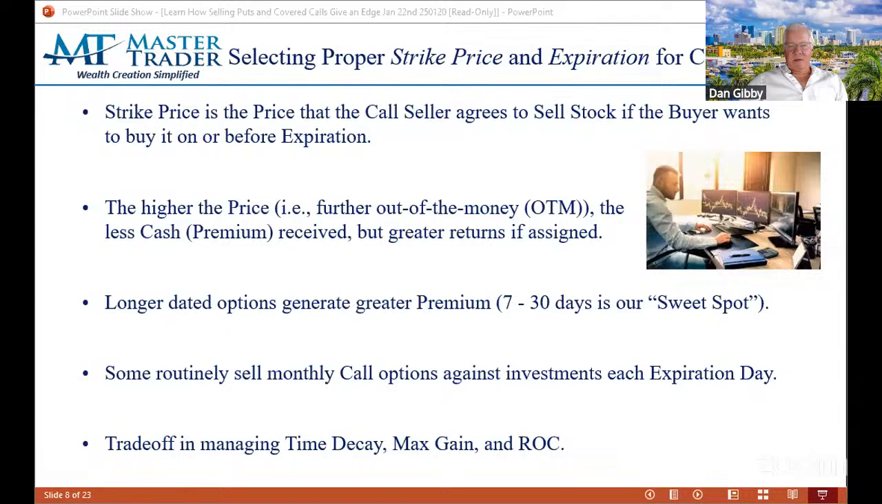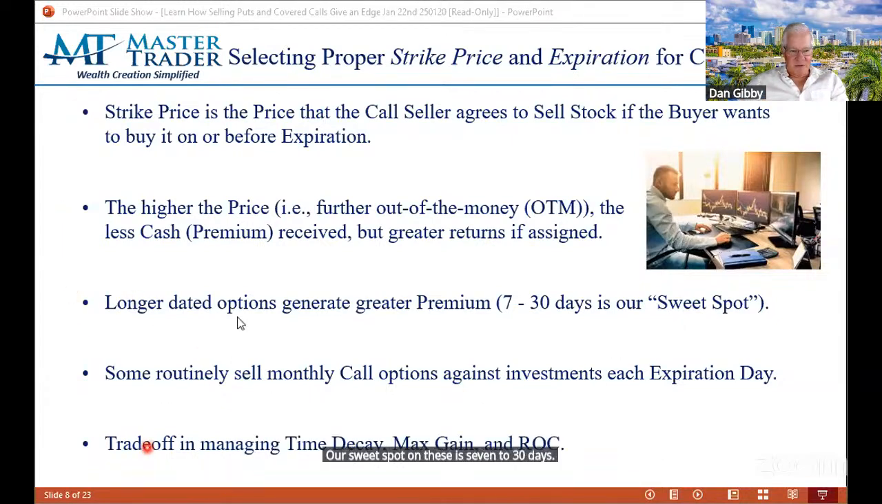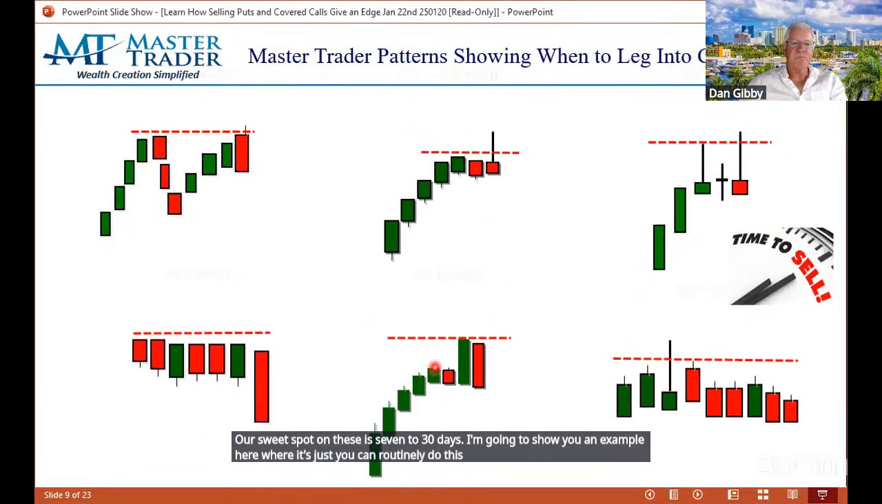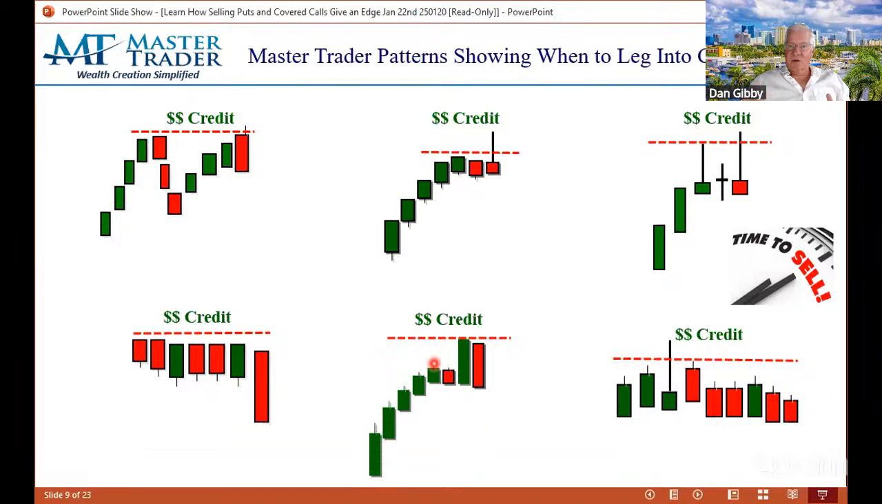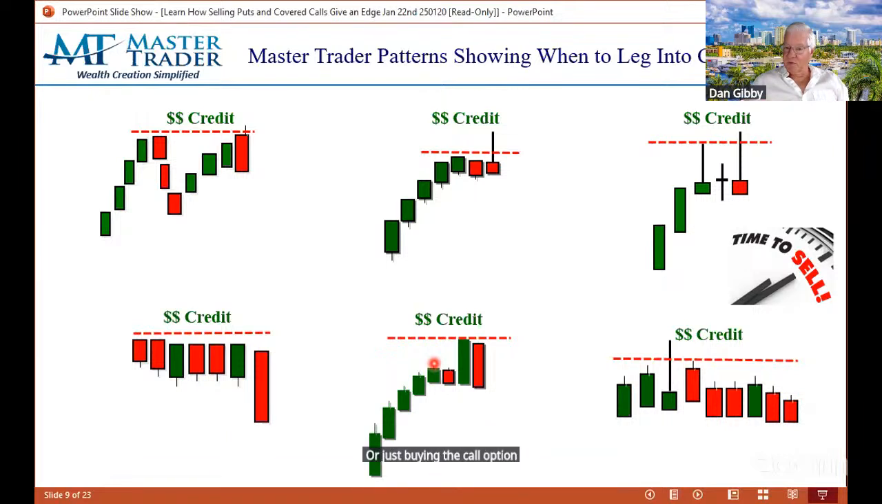Again, we get into this in great detail in the option courses, which strikes and how many days. Look, we're already spending 22 minutes in today's session, but as always, we give you as much as we can. Our sweet spot on these is 7 to 30 days. I'm going to show you an example where you can routinely do this. Let's say you started with just buying the stock or just buying the call option because it was a fully bullish setup.